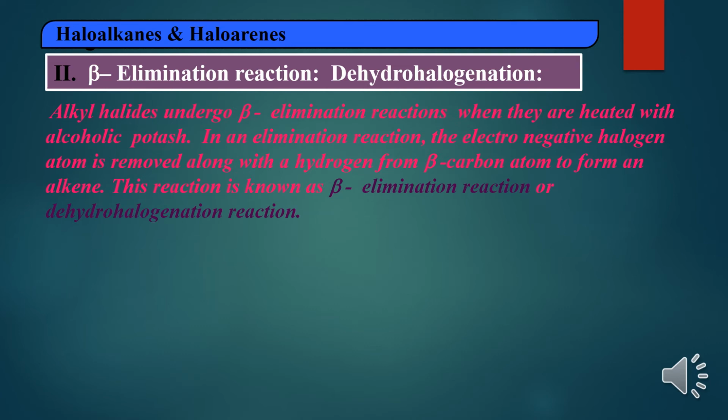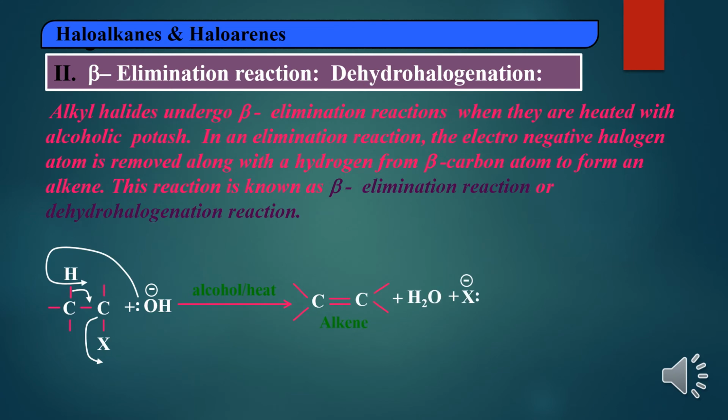Now take an example. I have taken a beta carbon containing alkyl halide, and just mentioned hydrogen and halogen. The remaining hydrogens are there. Let us consider CH3CH2X. I have written one hydrogen there. Where the halogen is attached is called alpha, and the next carbon is called beta. Now see, the beta carbon atom has a hydrogen.